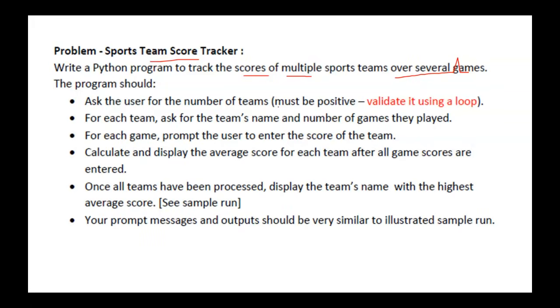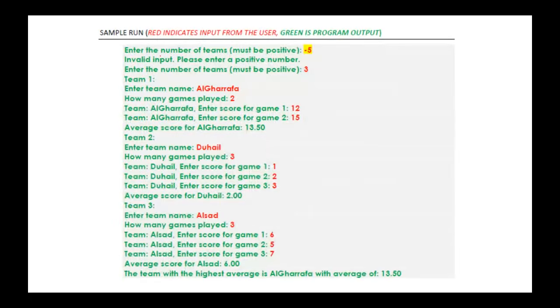The program should ask the user for number of teams, which must be positive and validated using a loop. You need to use a while loop to validate that the number of teams is valid. No other validations required in this question. Look at the run. You enter how many teams here? First time I'm entering an invalid one. It tells you this is invalid. Now I'm entering a valid one. I am validating using a loop. So if you keep entering wrong values, you will never go to the next step.